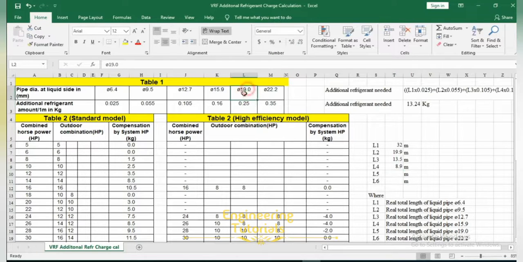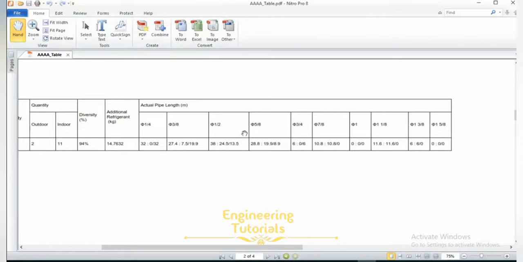L5 is the length due to the dia 19 mm. 19 mm is nothing but 3 by 4 inches. As you can see, on the gas side there's no length, that is 0. We did not use any dia 3 by 4 for the gas, but for liquid it's 6 meters length we have used for 3 by 4 inches, so 6 meter.